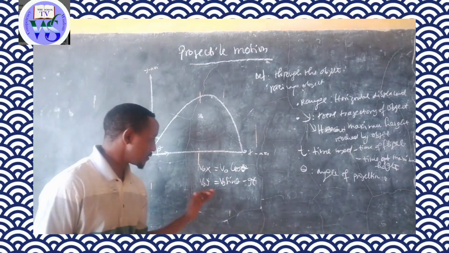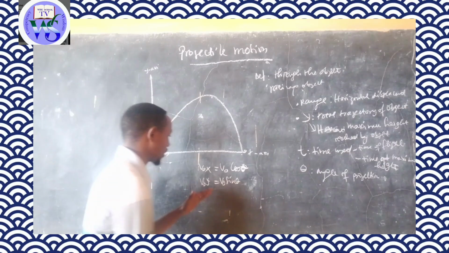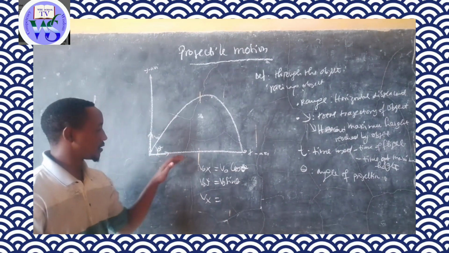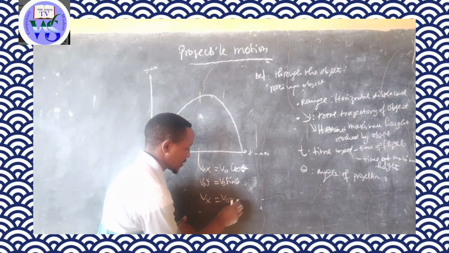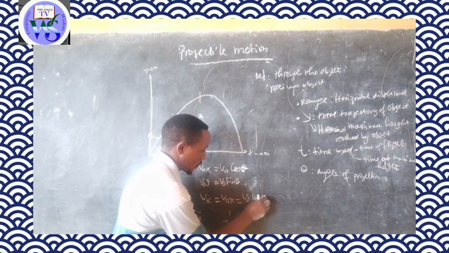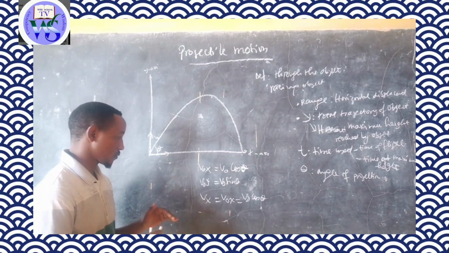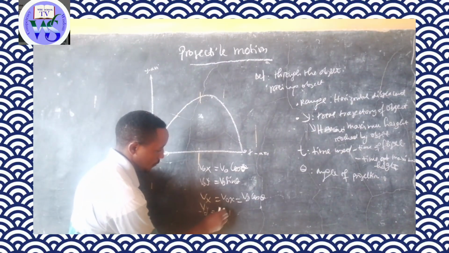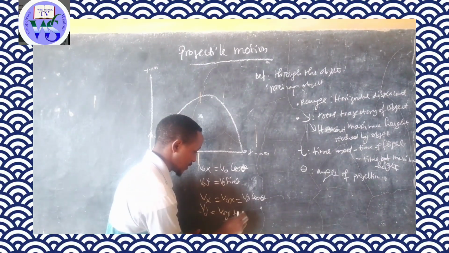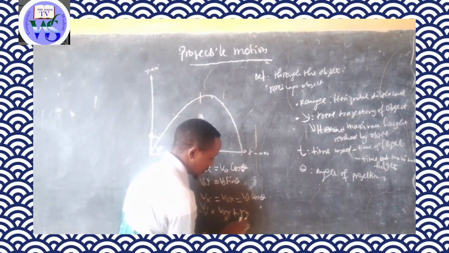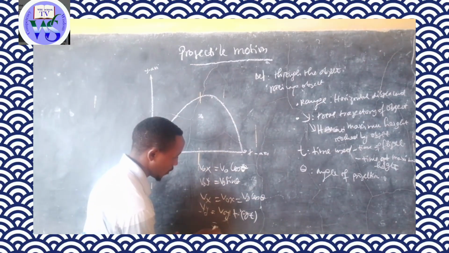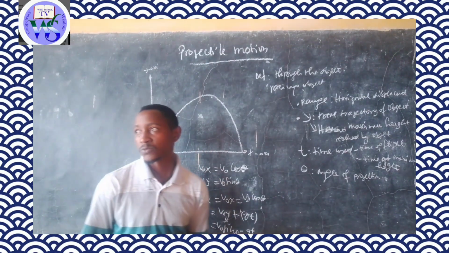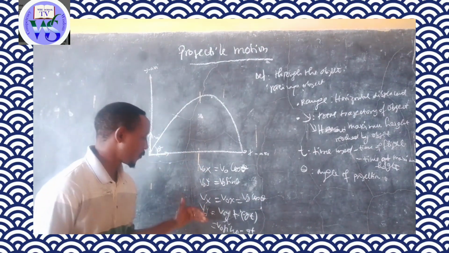So those are the velocities for x and y. Vx is equal to V0x, which is V0 cosine of theta. Vy is equal to V0y minus gt, which is V0 sine of theta minus gt. Those are the formulas.